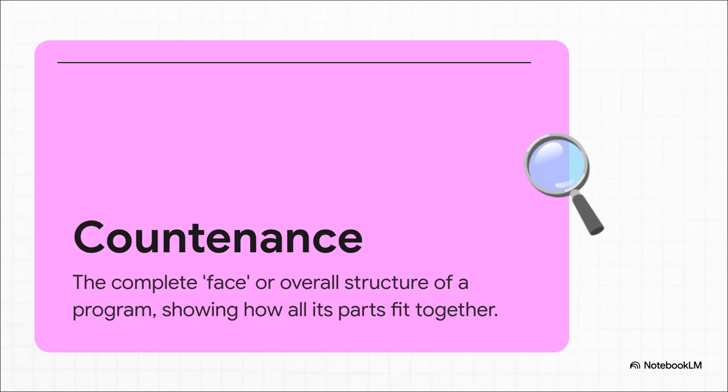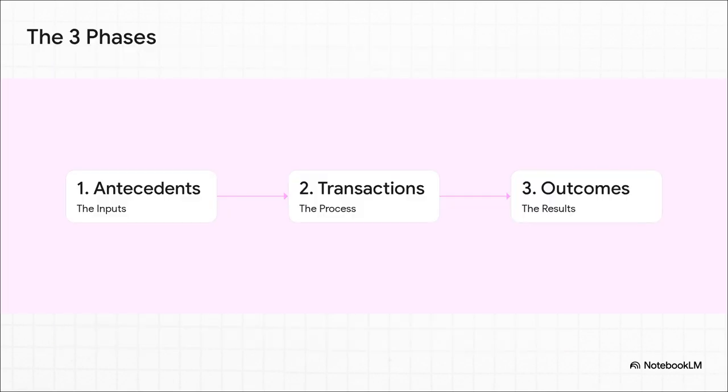And the biggest clue is right there in the name, countenance. It literally means the face or a person's expression. And that's the whole idea. The model shows us the program's full face so we can see how all the different parts work together to create the final picture. The model breaks this down into 3 really logical phases.